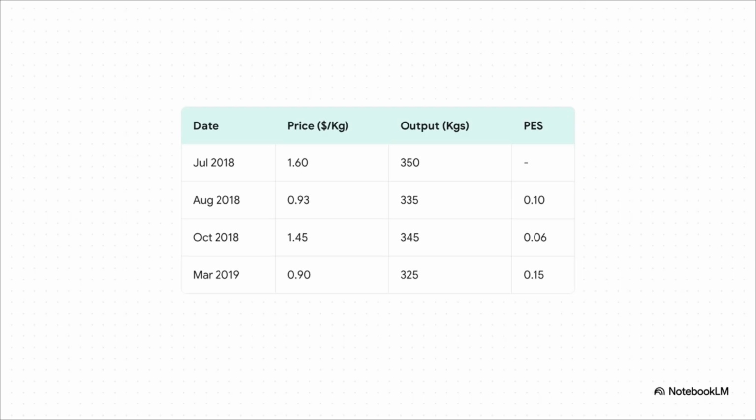And this isn't just theory. Let's look at some real numbers for coffee beans, which are a lot like our olives. Just look at these swings. Between July and August 2018, the price plummets by over 40%. But the actual output? It barely even flinches. That PES number is tiny. This is a classic example of inelastic supply in the real world, and it's the reason why the price of stuff like coffee can be such a roller coaster.